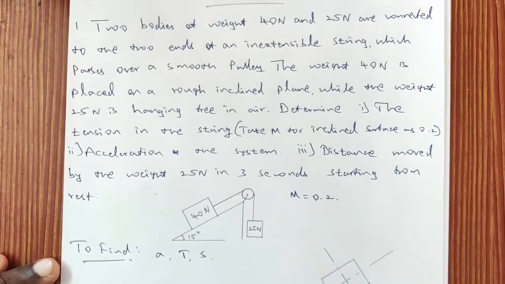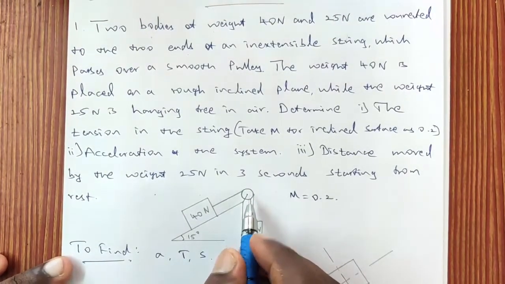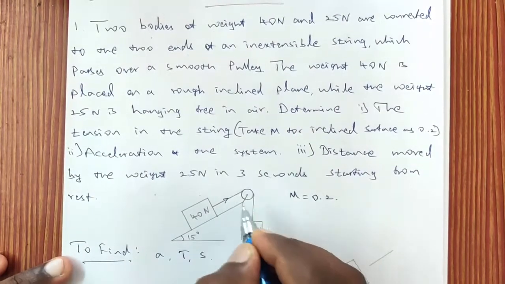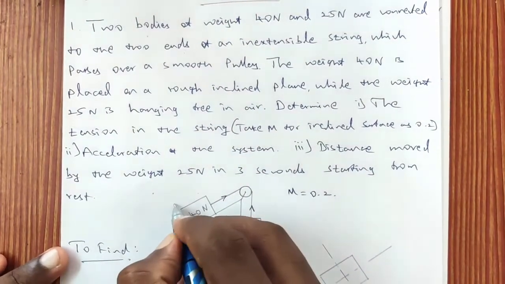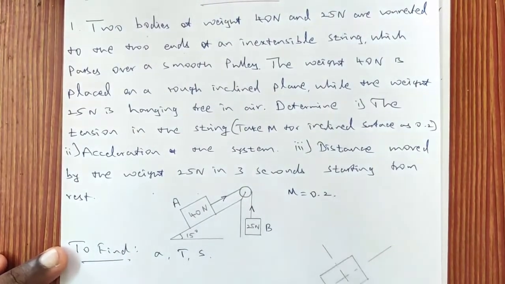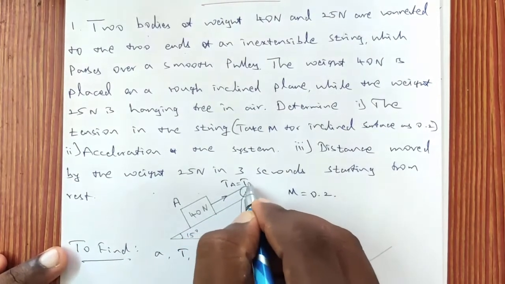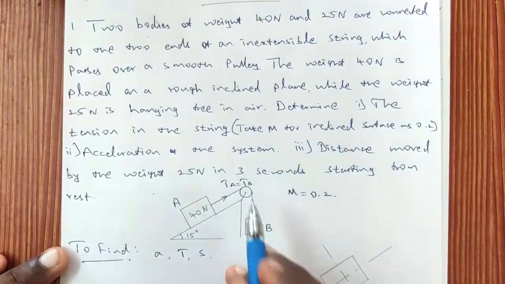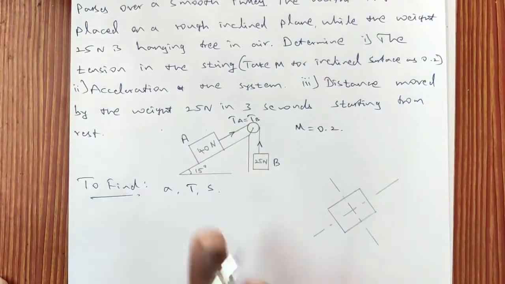The important point about this problem is the pulley is a smooth pulley. Okay, so the tension on both the sides of the string is equal. Let us consider the 40 Newton block as A and the 25 Newton block as B. So TA is equal to TB since the pulley is a smooth pulley. Okay, so first consider the block A.